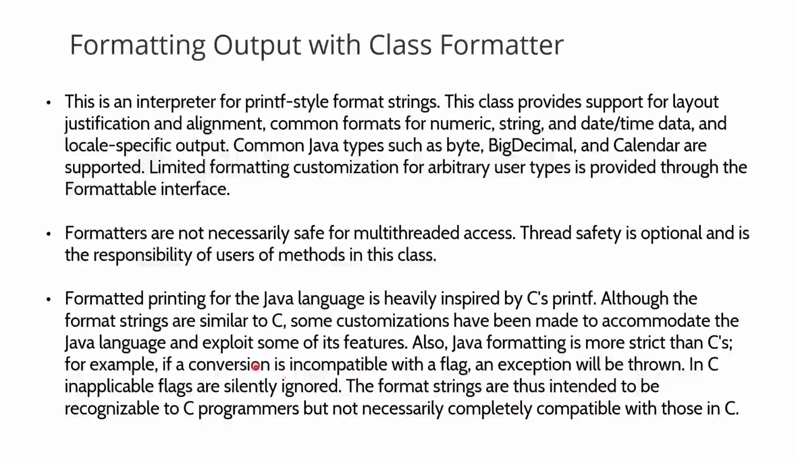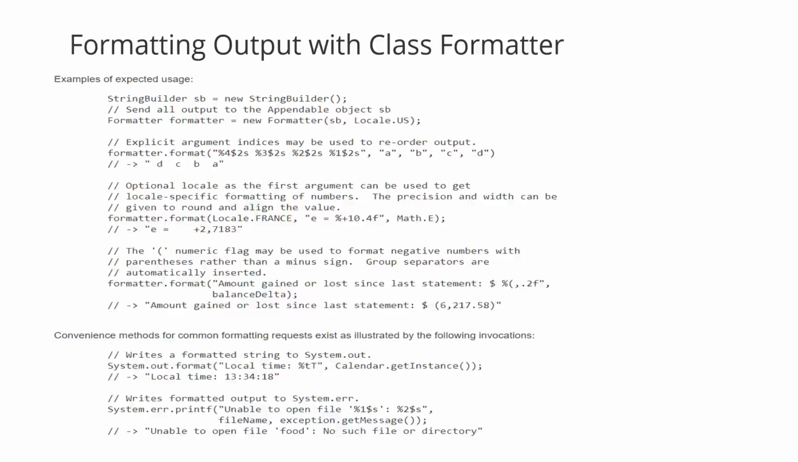Java formatting can be more strict than C or C++. So, for example, if a conversion is incompatible with a flag, an exception will be thrown. In C and C++, inapplicable flags are ignored, and the formatted strings are thus intended to be recognizable really by the programmers and not necessarily compatible with those in C or C++.